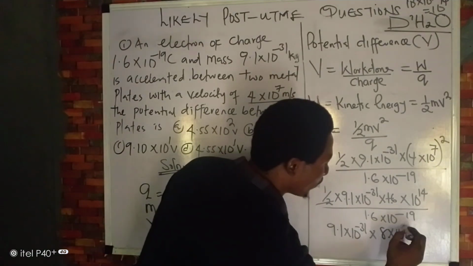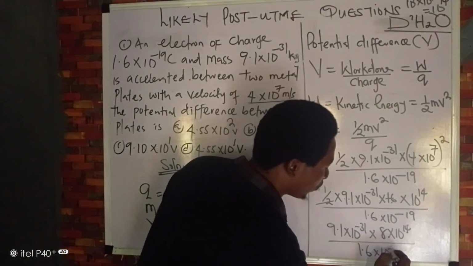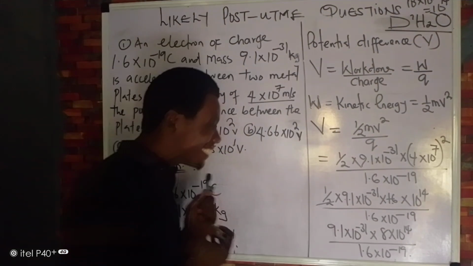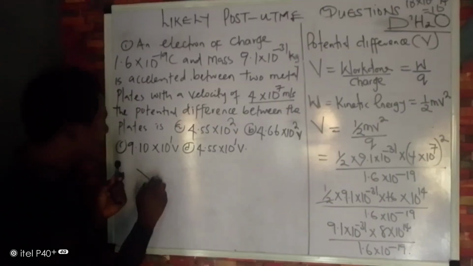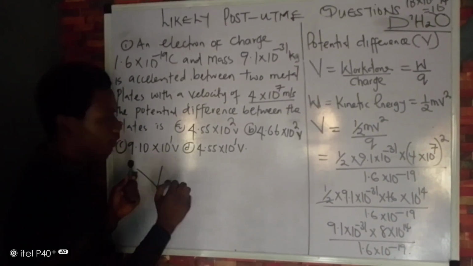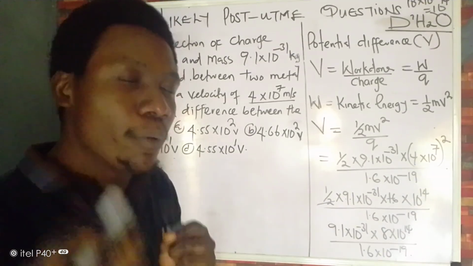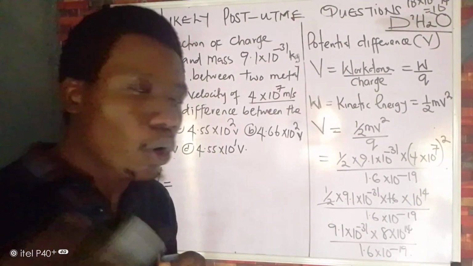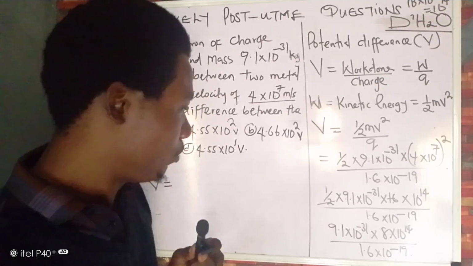8 times 10 raised to the power of 14 all over 1.6 times 10 raised to the power of minus 19. So we are going to use our calculator to do what? Our potential difference will be equal to what? Watch this. Remember, the calculator that will be given to you in your post-UTME exam or your JAM exam usually does not have the exponential button.